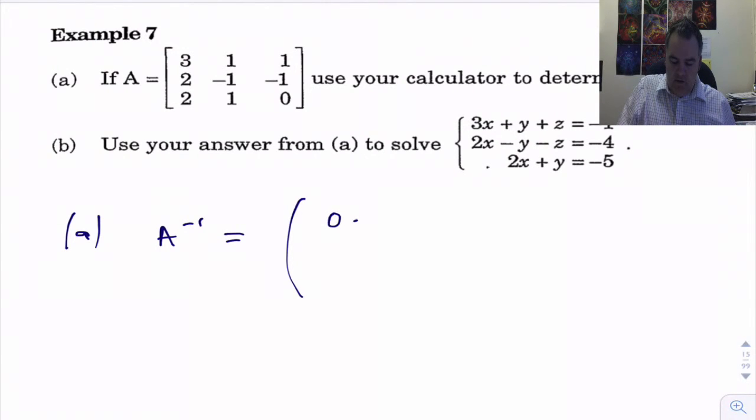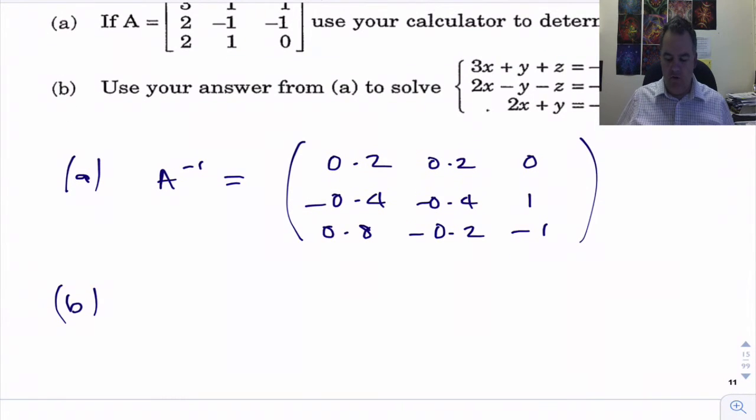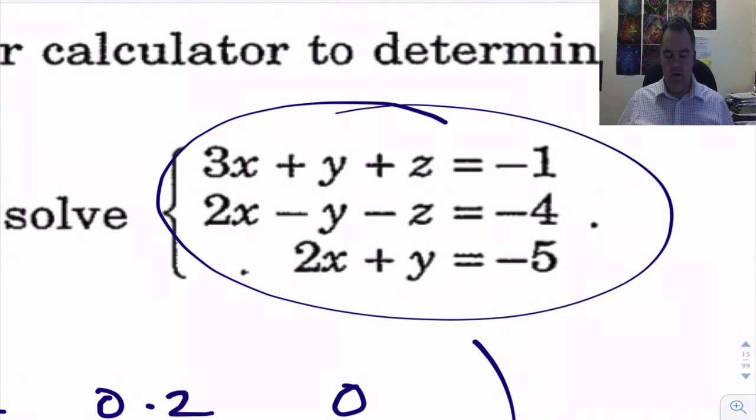So your calculator will say something like this: 0.2, 0.2, 0, negative 0.4, negative 0.4, 1, 0.8, negative 0.2, negative 1. Just check that your calculator gives you that. Now, what's the connection between that and that equation there? Well, we can form a matrix based on this system of equations here. Let me show you how that's done.